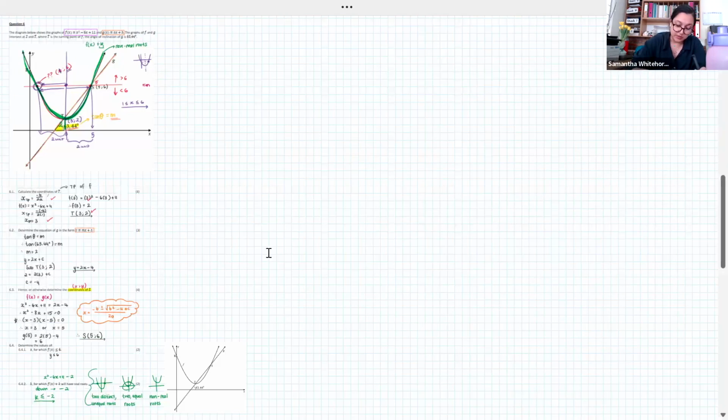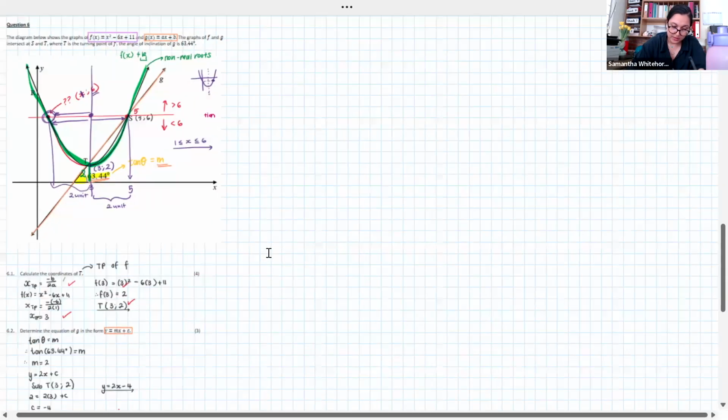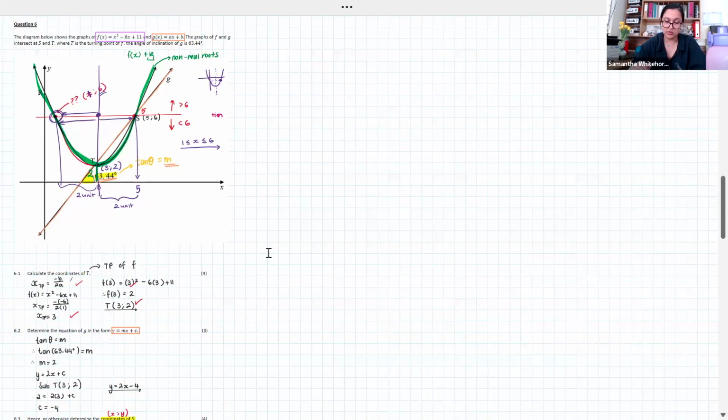Right, I think this is actually a bit small. So what I'm going to do is I'm going to do up to 6.2. You can take a screenshot, and then I'll go back to 6.3 and the rest of them.